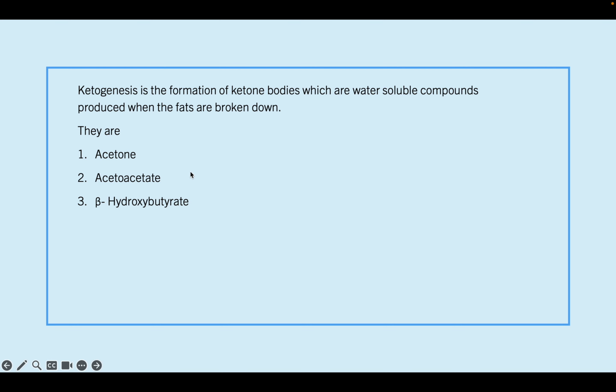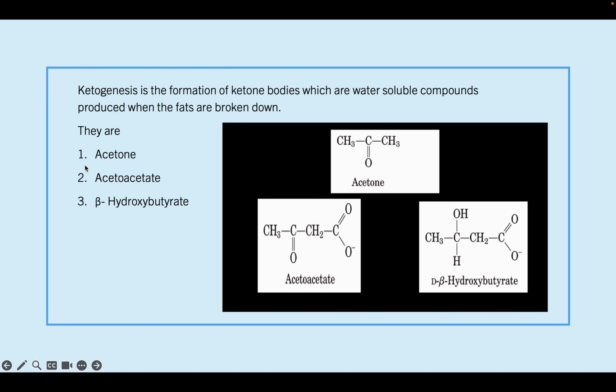There are basically three types of ketone bodies: acetone, acetoacetate and beta-hydroxybutyrate. In a later video I will talk about how they are produced. Here you can see the structure of acetone, acetoacetate and beta-hydroxybutyrate. Acetoacetate is the major ketone body that produces acetone and beta-hydroxybutyrate.